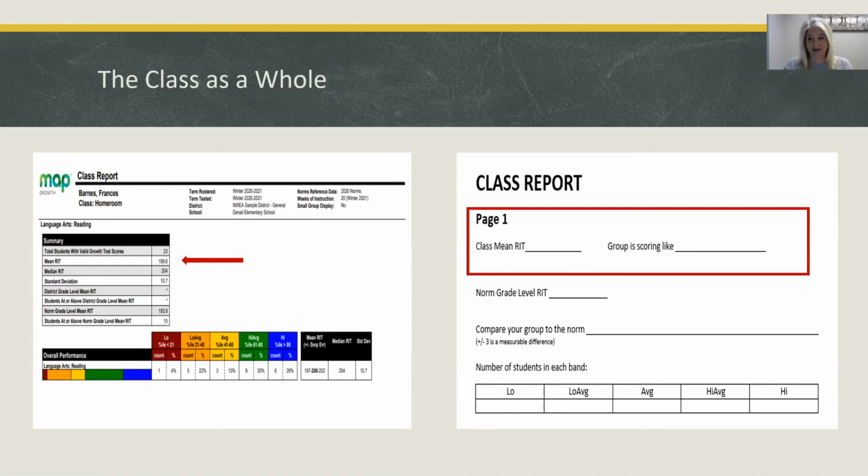The class as a whole. So the average, that's the average, some are scoring better, some are scoring lower. But average, the class as a whole, is scoring like mid-year 4th grade.